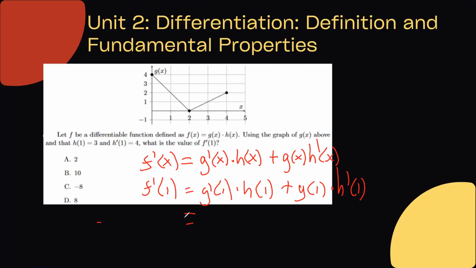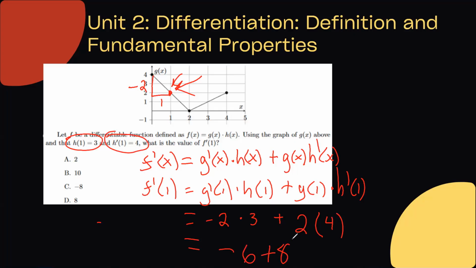g prime of 1 would be the slope of g when x is 1. Since this is a line segment, we can just do a slope triangle. You would go down 2 over 1, so the slope is negative 1. h of 1 is 3. g of 1 is the actual function value when x is 1, so that would be 2 times h prime of 1, which is 4. We would have negative 6 plus 8, which is 2.